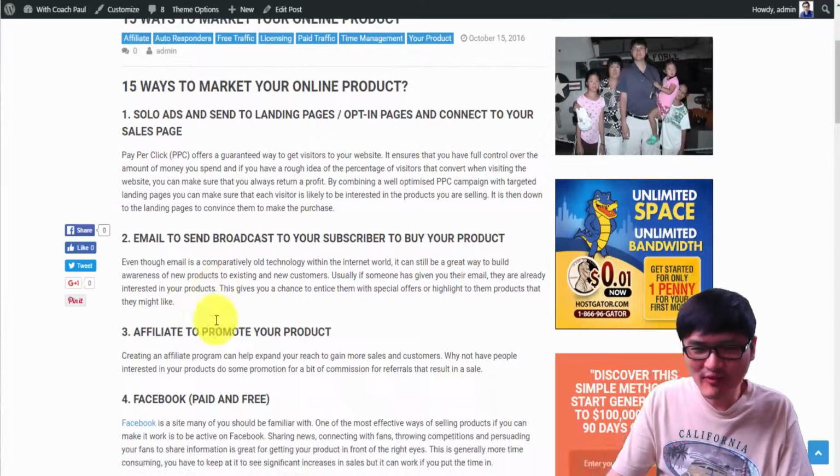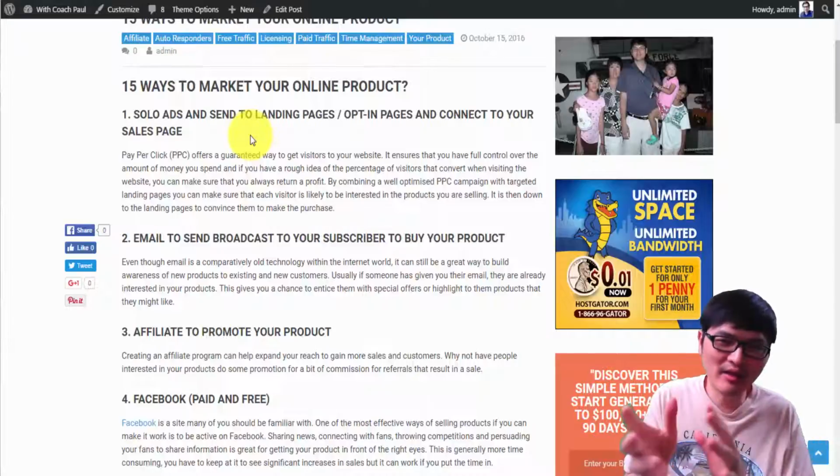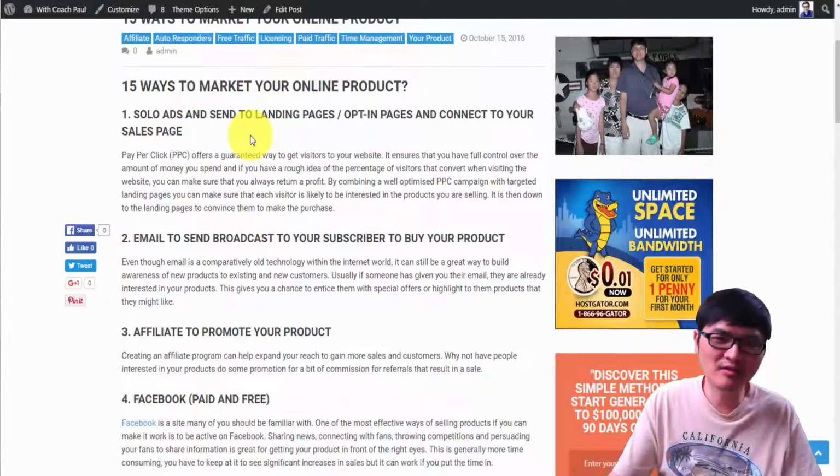My favorite way is solo ads. Solo ads send traffic to a landing page, an opt-in page, and from the opt-in page it connects to a thank you page, or the thank you page might be your sales page. So that's my favorite way to market the product.